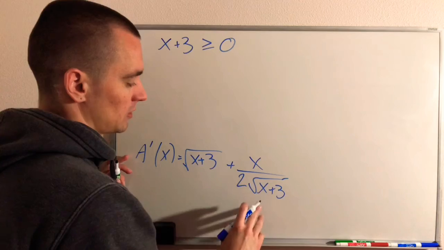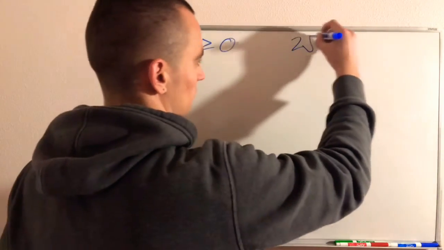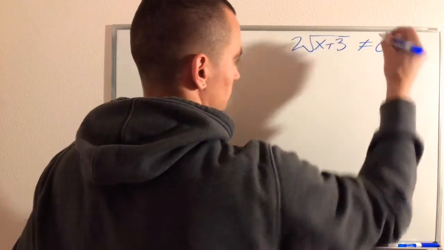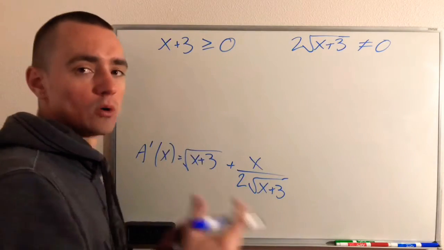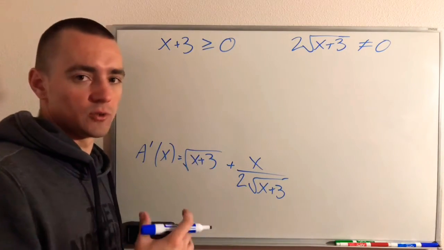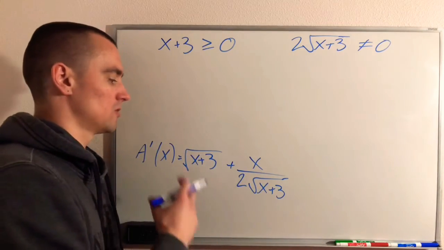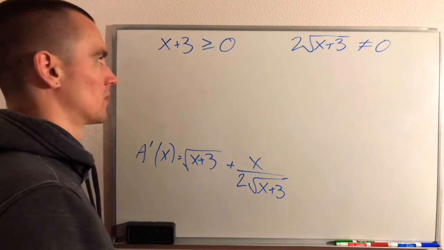Also, we have a fraction. We need to make sure that we're not dividing by 0, so we need to make sure that the denominator of this fraction does not equal 0. So we have these 2 equations that need to hold up in order for this derivative to exist. If either of these equations are broken for any given x value, then our derivative does not exist at that point, and we could consider that a critical number.